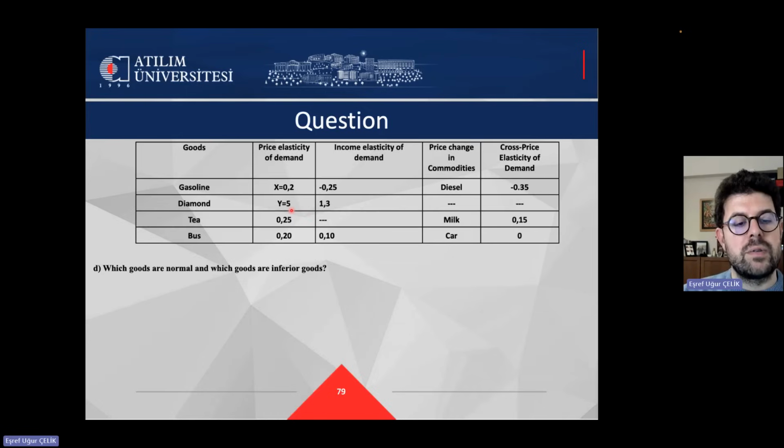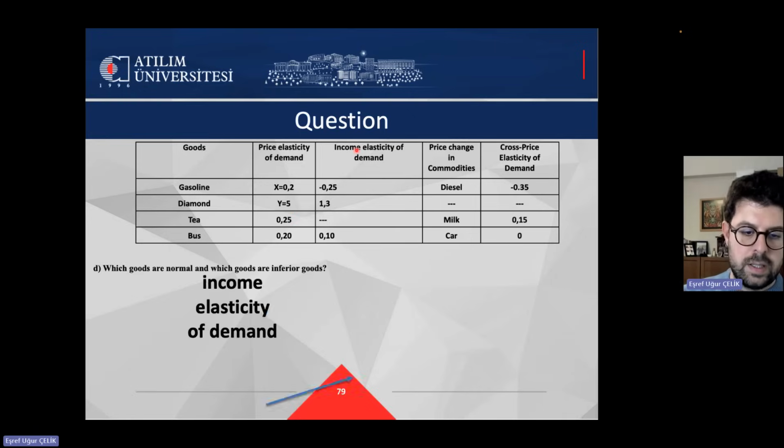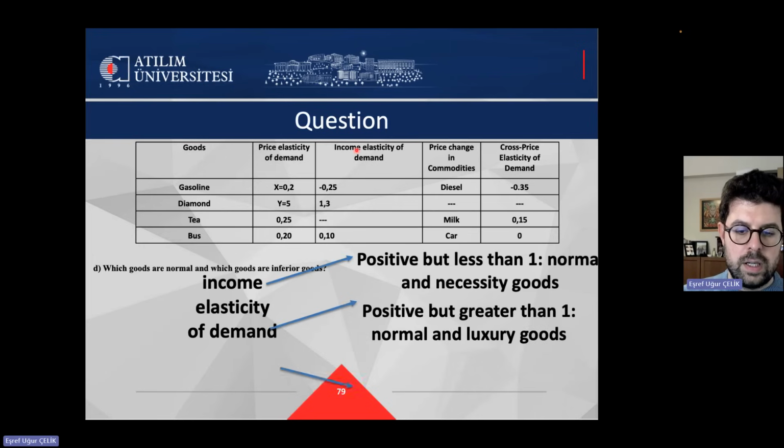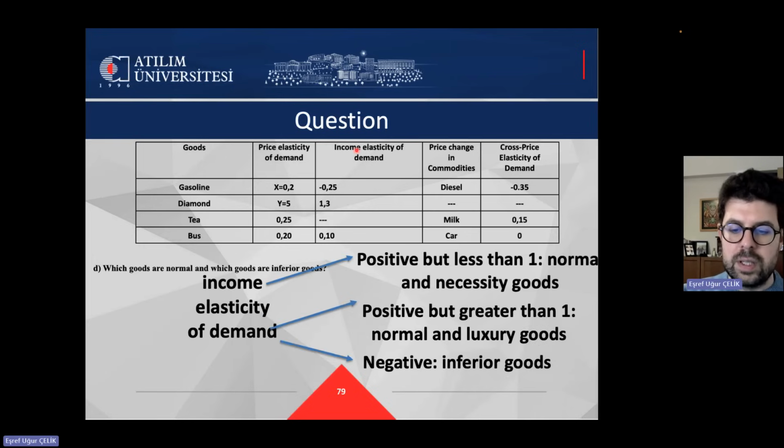If I ask which goods are normal and which goods are inferior, we look at the income elasticity of demand part, that part. Again, three options. For the income elasticity of demand, positive but less than 1, normal and necessity goods. Positive and greater than 1, normal and luxury. Negative, inferior goods.